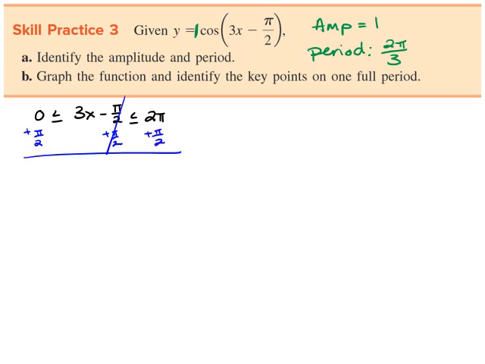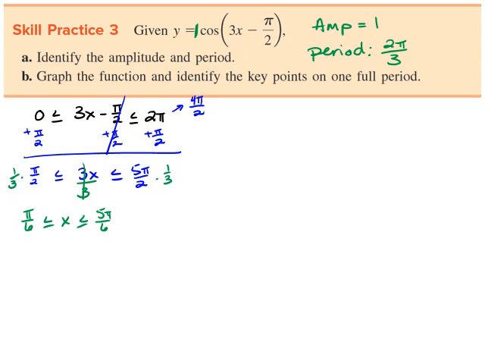So I have pi over 2 is less than or equal to 3x is less than or equal to, again over here we will get 5 pi over 2. In this case, think of 2 pi as 4 pi over 2. 4 pi over 2 plus pi over 2 is 5 pi over 2. Then I'll divide everything by 3, which is the same thing as multiplying by a third. So pi over 6 is less than or equal to x is less than or equal to 5 pi over 6.